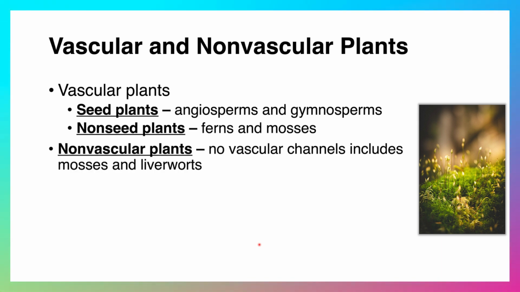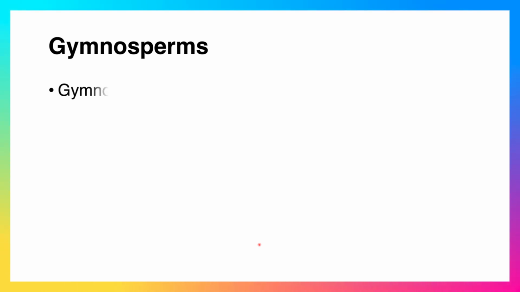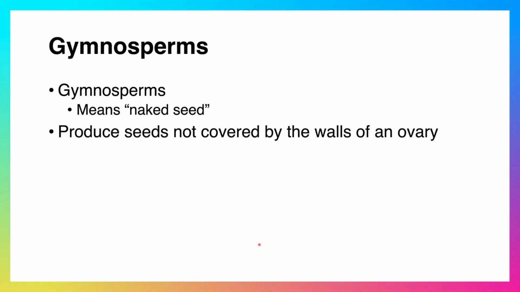Non-vascular plants do not have the vascular channels that we find in the vascular plants, and these include other mosses as well as liverworts. Gymnosperm is a term that means naked seed, as I said before, and the seed is produced, but it is not covered by the walls of an ovary as it is in an angiosperm.